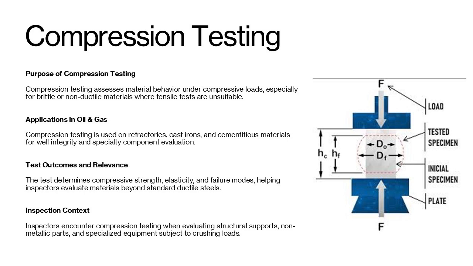While not commonly required for standard metallic pipeline or pressure vessel steels, compression testing is relevant when evaluating specialty components subject to crushing or compressive bearing loads. Inspectors may encounter compression testing during evaluation of structural supports, non-metallic components, or specialized equipment. Understanding the principles of compression behavior helps inspectors interpret results when working with materials outside typical ductile steel categories.